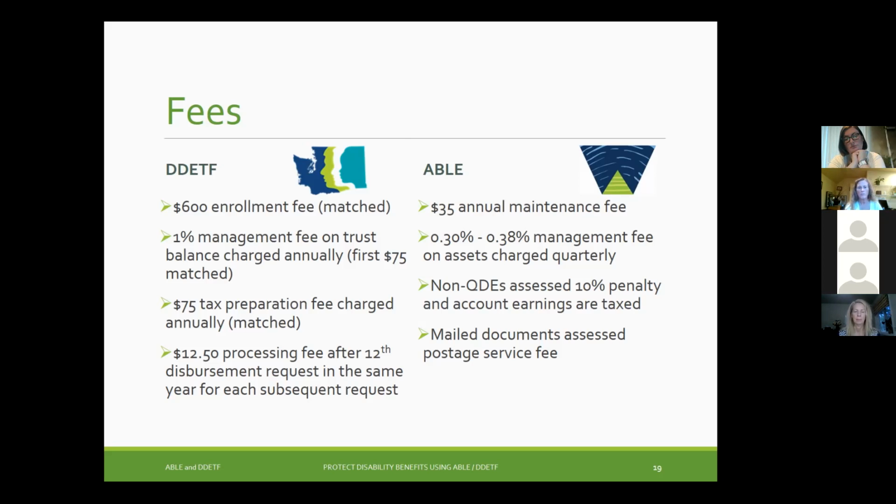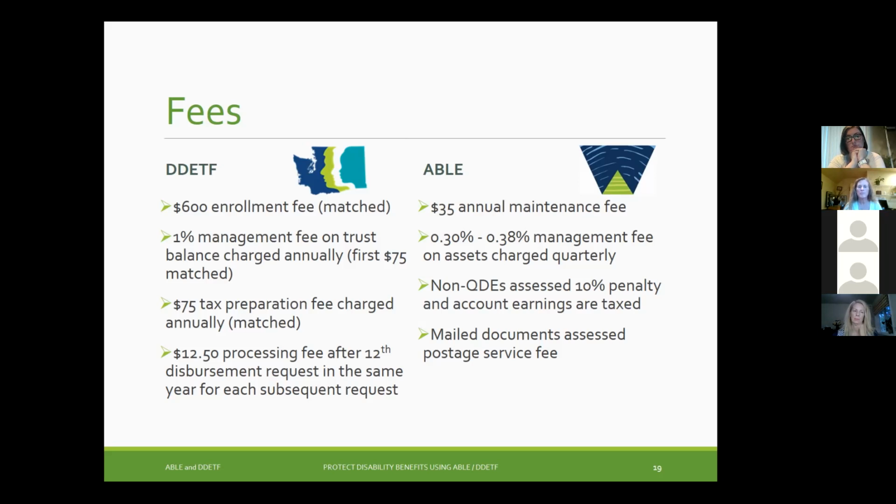So, matches. The program received a $5 million endowment from the state legislature when it got created in 1999. The governing board has chosen to use that endowment to match some of the fees that we charge to sustain the program. The first $75 of the annual trust fee gets matched back. So if you have a balance of less than $7,500, then you would pay $75 in fees, and then we will match the $75 back into your account.